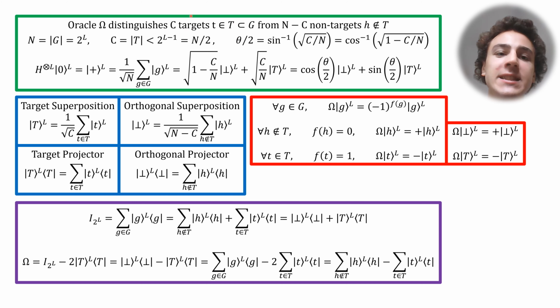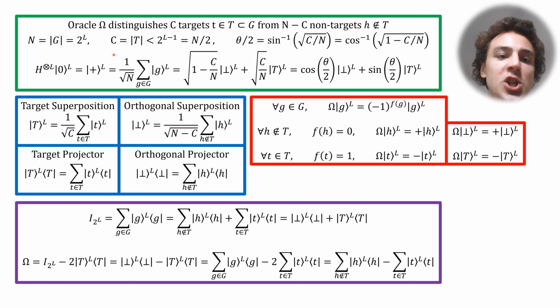In total, there are C targets, and there are N minus C non-targets. N is the cardinality of the set G, which is 2 to the power of L, where L is the number of qubits in our register. 2 to the power of L is the dimension of the Hilbert space that describes a register containing L qubits. C is the cardinality of the set T. We can think of C as the total count of all of the targets. We need C to be less than 1/2 of N.